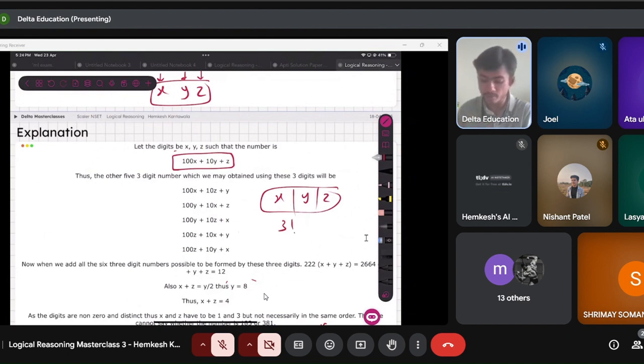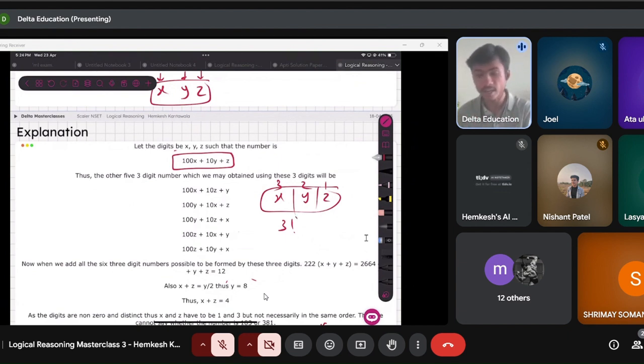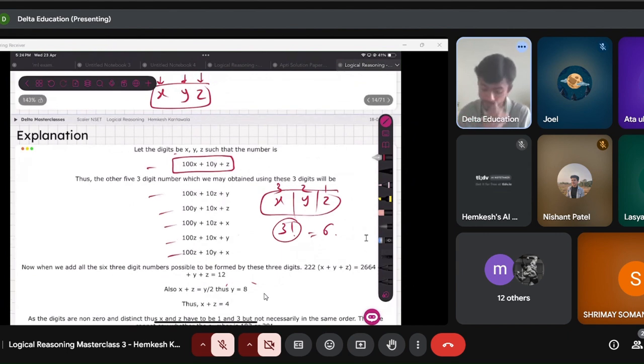This place could be filled by any of the 3 numbers out of x, y, z. This could be filled by any 2 numbers. This could be filled by any 1 number. We are not using 3, 3, 3 because all the digits should be distinct. So yes, 3, 2, 1. There are 3 factorial ways, which is 6. So these are the 6 ways. Like x could be at the 100th place, z could be at the 10th place, etc. So these would be our 6 cases.